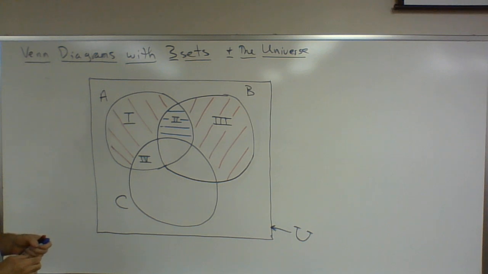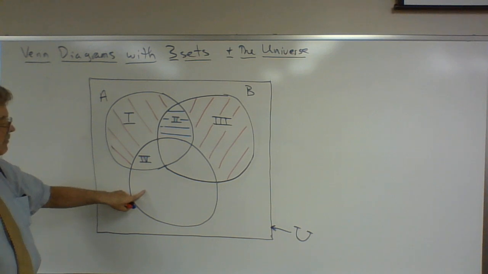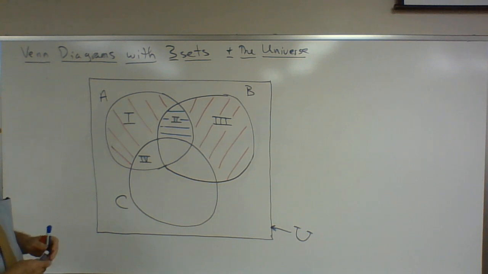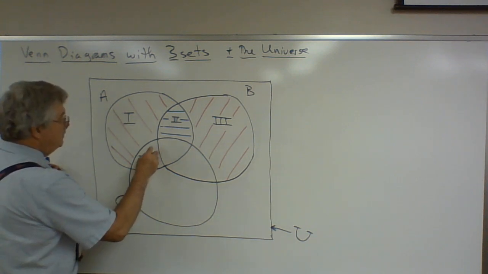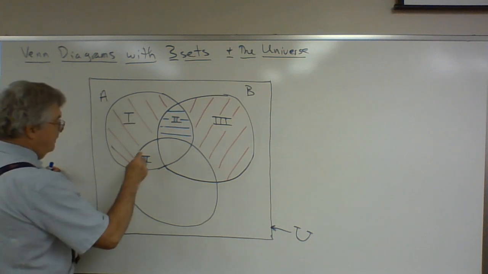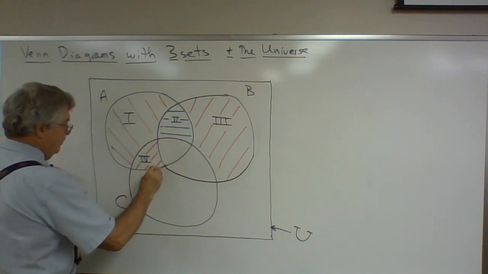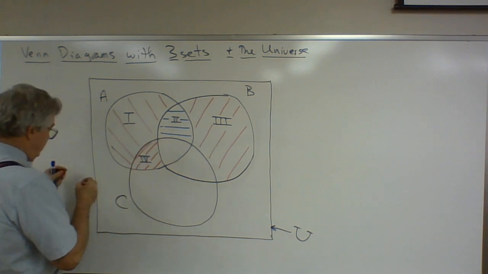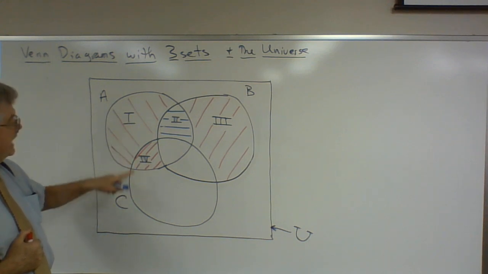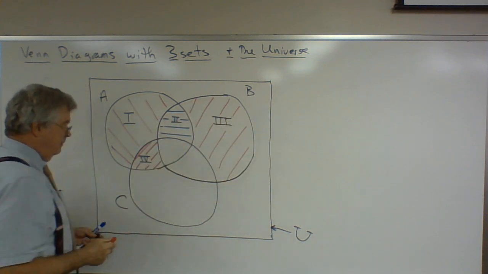Region four is the set of all elements that are in set A and in set C, but they're not in set B. So how will I draw this? Let's see. This is region four. It's in both set A and set C, but it's not in set B.